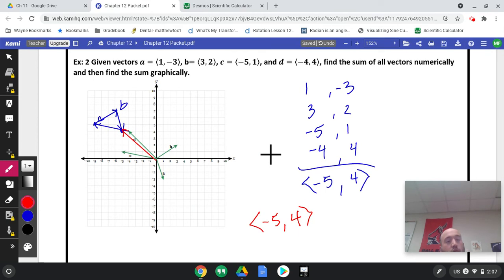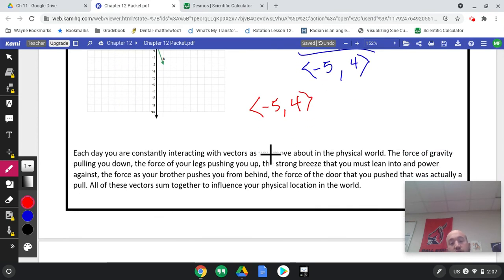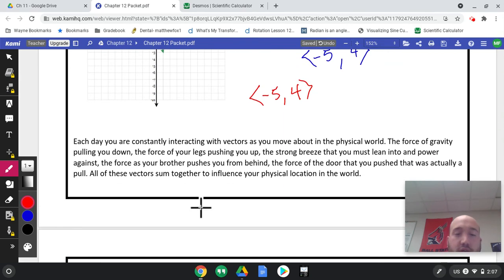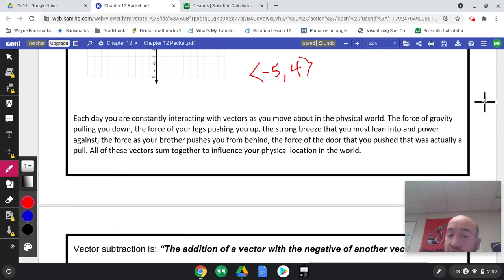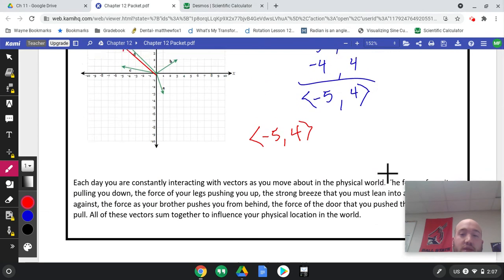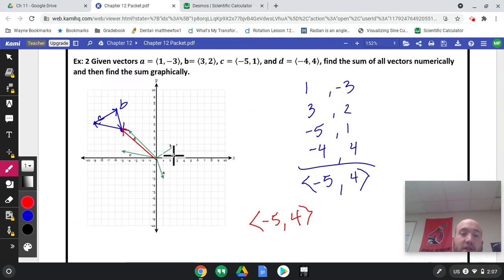So the only other thing we need to talk about today, well, first let's mention this paragraph. So it says, each day you're constantly interacting with vectors as you move about in the physical world. Force of gravity pulling you down, the force of your legs pushing you up, the strong breeze that you must lean into and power against, the force as your brother pushes you from behind, the force of the door that you pushed that was actually a pull. Okay, all of these vectors sum together to influence your physical location in the world. So that's kind of what I was describing. All of this is happening on your body here in the middle, and it causes you to get moved around and end up where you are.